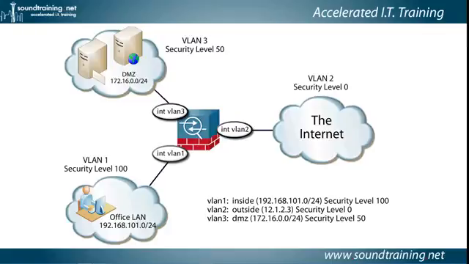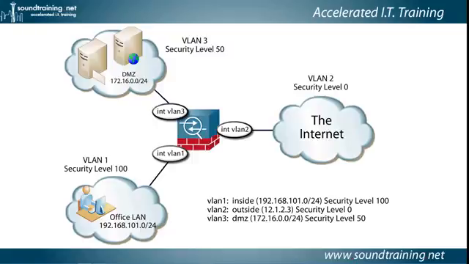Now, there's an important concept that you need to understand relative to Cisco security appliances, and that is the concept of security levels. We assign security levels to interfaces, and then the traffic can flow from a network behind a security level that is high to a network behind a security level that is low, relatively unimpeded.